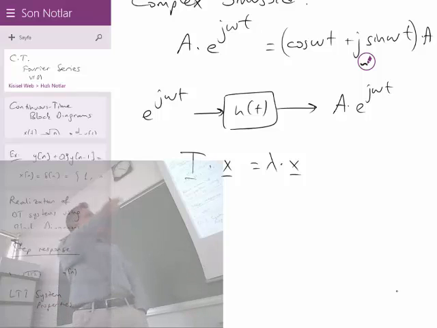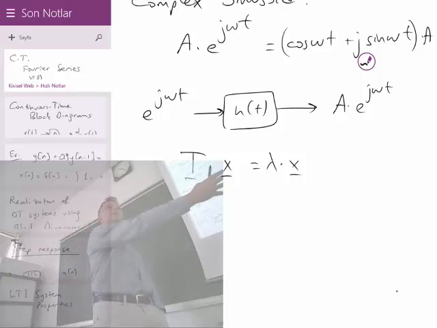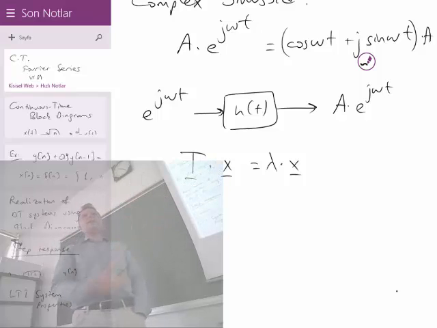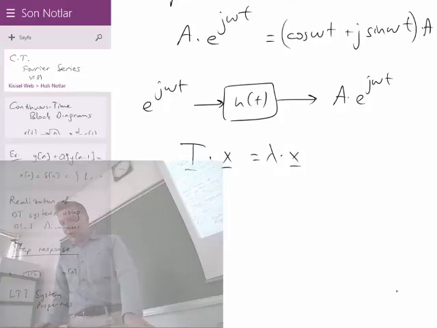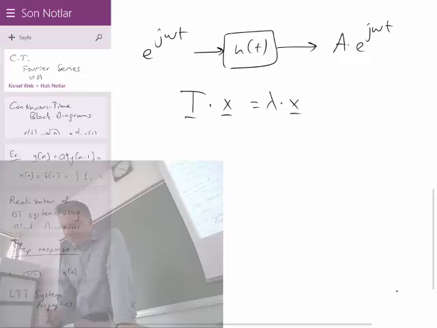Now, if you compare the two terms, you will see that this complex exponential e to the j omega t now has a name called the eigensignal. Complex exponentials are eigensignals of LTI systems. When they come into the system, they go out of the system only scaled, without changing the behavior. It will still be the same. But what this A is, is something important, of course. For that we need to apply the convolution.